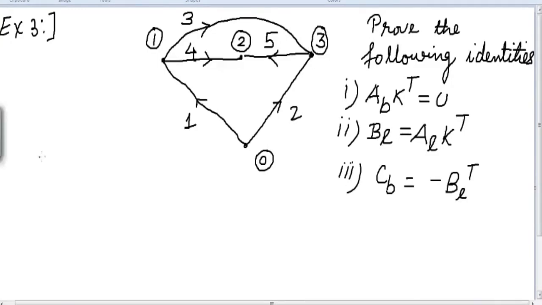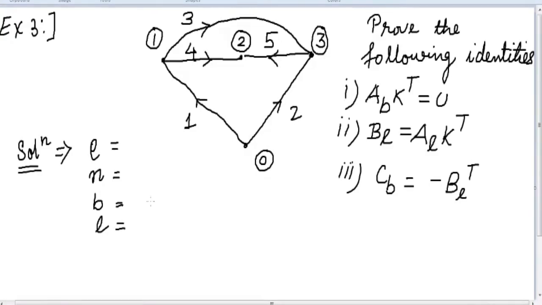Immediately after getting the graph, what we actually do is we have to draw a tree and co-tree. We know a tree and co-tree comprise the branches and the links. Here in this problem only the graph is provided to us, right? Whereas in the previous problem, the dark and the dotted lines were given. The dark lines indicate the branches and the dotted lines indicate the links.